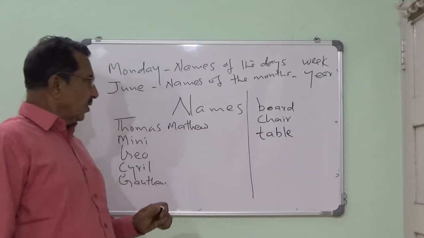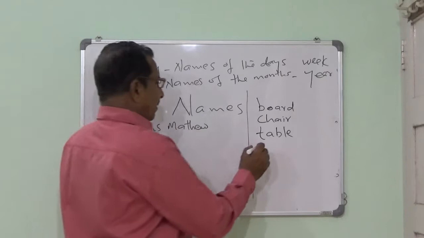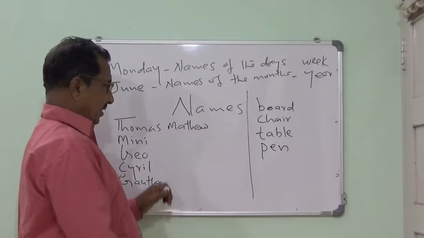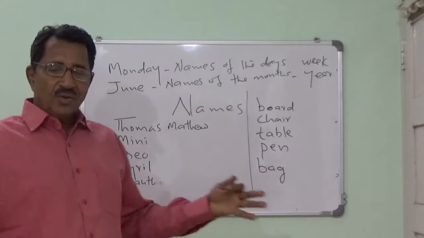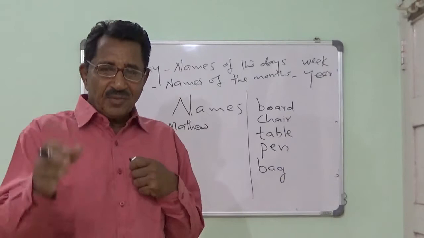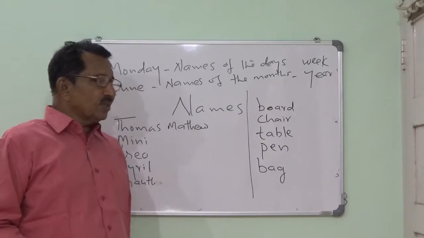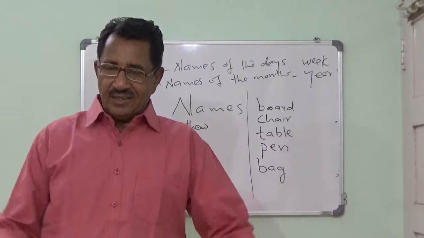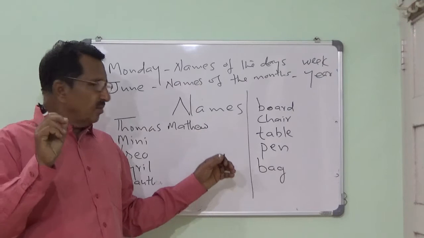What about this? This is a pen. Your pen. You have in your, what is that thing? Bag. Yes. So you have bag. Look at this. So these are also names. Now, my name, your name, names of the days of the week, names of the months of the year. And around you, what do you see? Only very few names you have given.